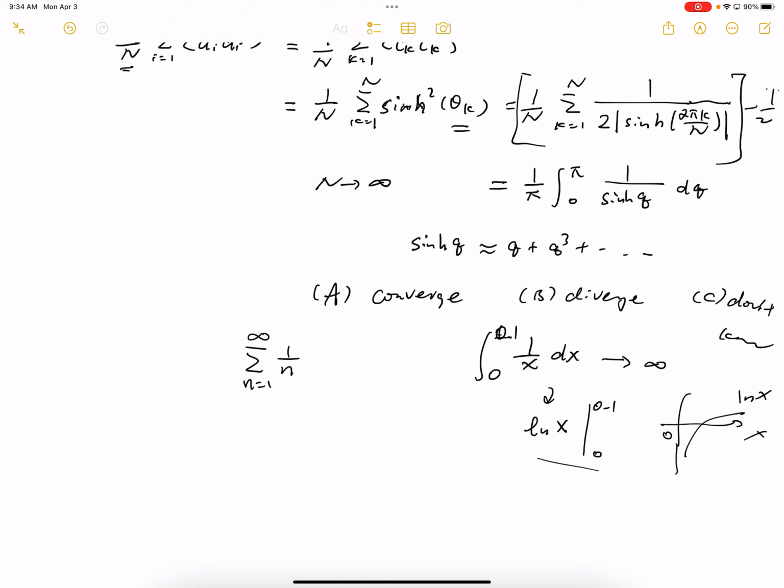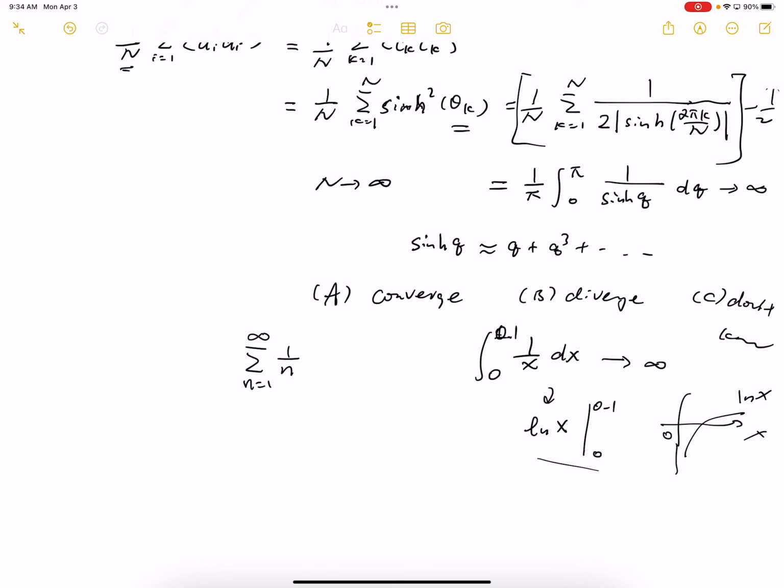Here it is more complicated because I use sinh, which could be more confusing. But what is really going on is that it basically approximates to 1 over q when q is very small. That part causes the divergence. So this actually goes to infinity. Unfortunately, this series does not converge.